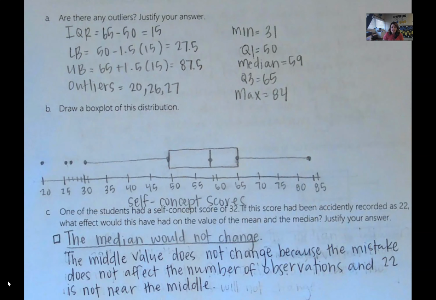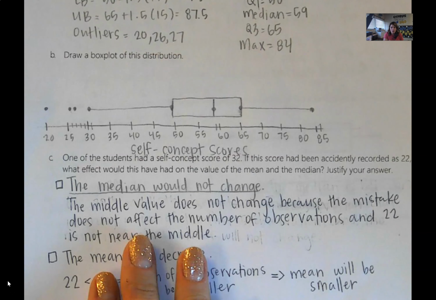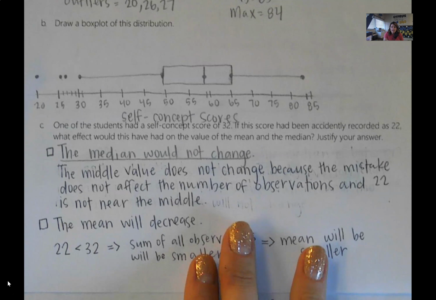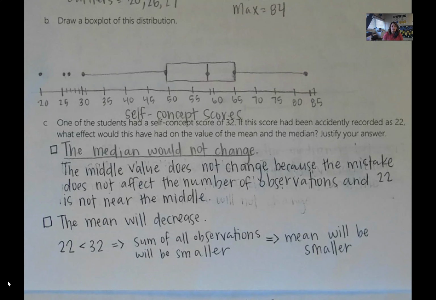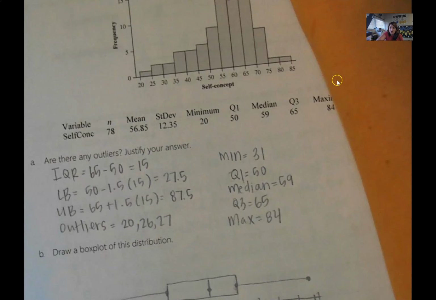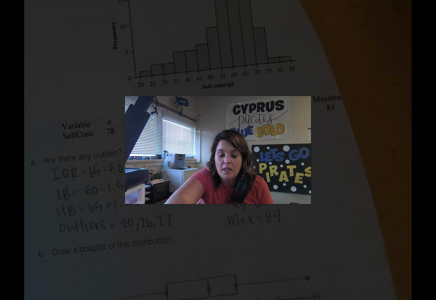One of the students had a self-concept score of 32. If this score had been accidentally recorded as 22, what effect would this have had on the value of the mean and the median? This is a question that you will definitely be asked on your exam.